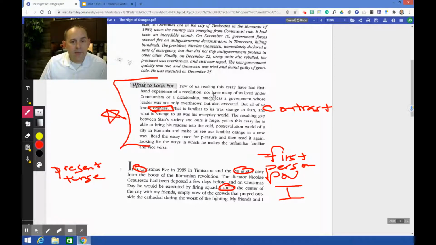The resulting gap between Stan's society and ours is huge. Yet in this essay, he is able to bring his reader into the cold, post-revolution world of a city in Romania and make us see our familiar orange in a new way. Read the essay once for pleasure and then read it again looking for the ways in which he makes the unfamiliar familiar and vice versa. And so notice there, even the directions here indicate you should read these very short model essays multiple times so that you get them and understand them.